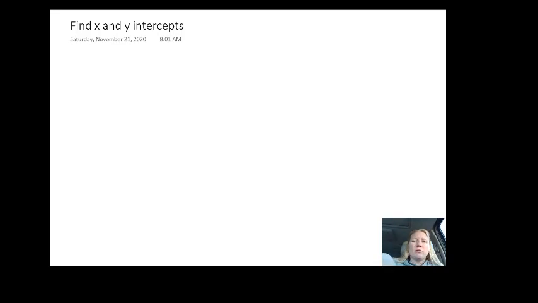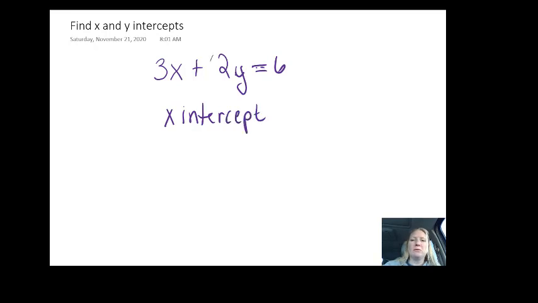Hey guys, this is just a short reminder on how to find x and y intercepts. So if I have a graph or an equation, 3x plus 2y equals 6, I can find my x-intercept by letting this term be 0. So I just skip that term or cover it up. 3x is equal to 6, and then I might have to divide by 3. So x is 2. So my x-intercept is (2, 0).